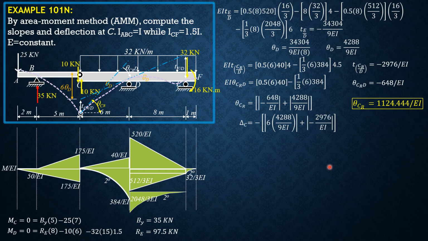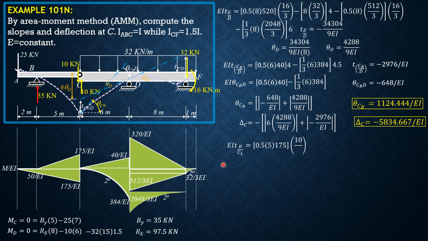5834.667 over EI. Then we need to compute the deviation of B relative to the tangent at C left because delta C has been found. If we know the deviation of B relative to the tangent at C left, then we can compute the total vertical distance, and because there is a horizontal distance 5, then we can compute the slope at C left, which is the only remaining requirement in this problem.